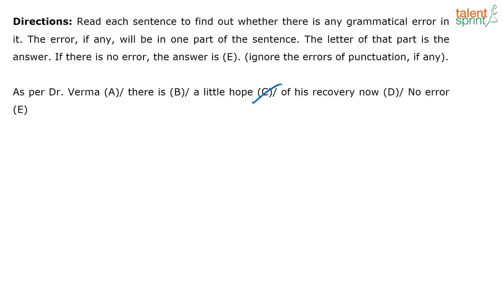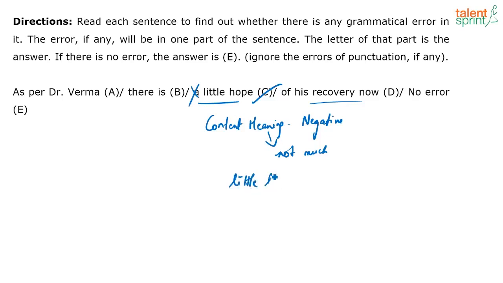Why? Because the context meaning is negative. How do we know that? Little hope of his recovery now, right? Which means there is not much. That's the meaning it's bringing, right? Not much hope, which means I need to delete this indefinite article a. So little hope would be correct and not a little hope, because when you say a little, it's almost like nothing is completely lost. There is, if not too much, at least there is something, right?